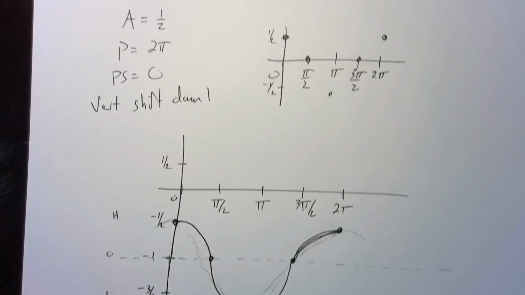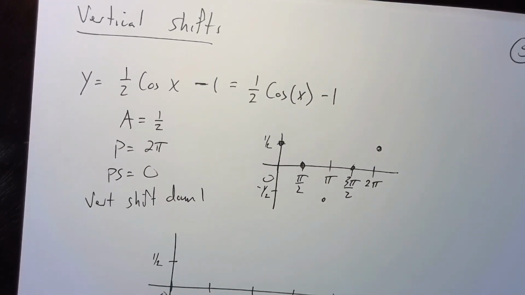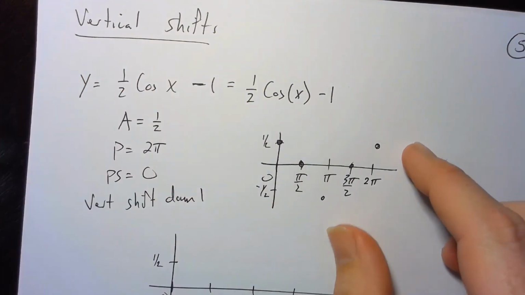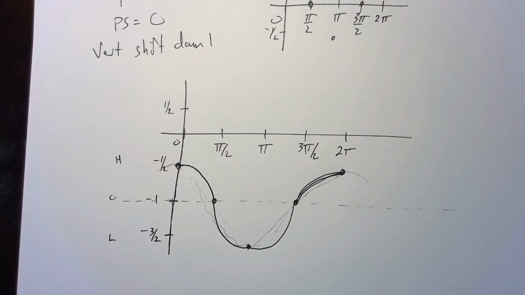But that's how you graph any kind of vertical shift up or down of any sine or cosine function. You graph those original points and then shift them appropriately, very much like that of the phase shifts of these sine and cosine curves.